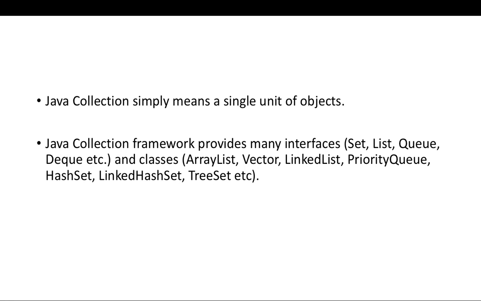So the collection framework which we are going to talk about has so many interfaces. These are the interfaces: list, set, queue, and deque. And these are the classes which we have: ArrayList, vector, linked list, priority queue, hash set, linked hash set, and tree set. We're going to talk about list and ArrayList today. We'll also talk about other interfaces and classes in detail in the upcoming videos.